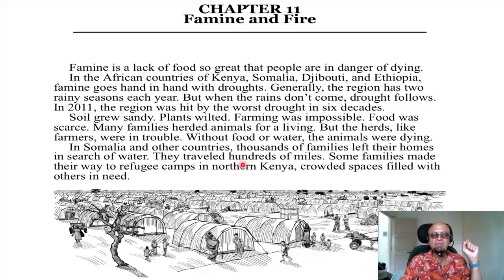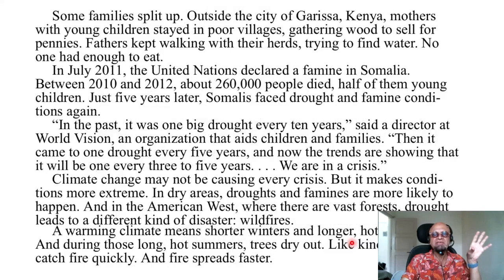Right? So in Somalia and other countries, thousands of families left their homes in search of water. They traveled hundreds of miles. Some families made their way to refugee camps in northern Kenya, crowded spaces filled with others who were in similar need. And you can see a sketch of a camp for refugees where tents were provided and some supplies were provided thanks to international aid and the country's planning to seek aid and get food and feed the people who were in need. Okay, some families split up because the entire family couldn't travel together. They decided one group goes this way, another group this way, and so on.